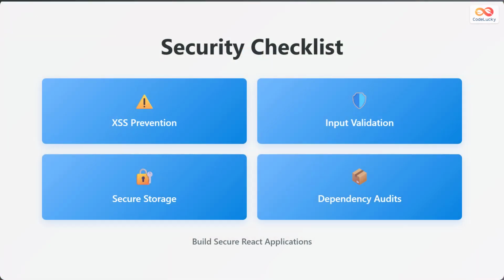Here's a quick recap of the key security practices we've covered. Prevent cross-site scripting attacks by avoiding dangerouslySetInnerHTML and using sanitization libraries when necessary. Implement robust input validation on both the client and server sides. Securely store authentication tokens and other sensitive data. Regularly audit your dependencies for vulnerabilities. By following these guidelines, you can build more secure React applications and protect your users from potential threats.